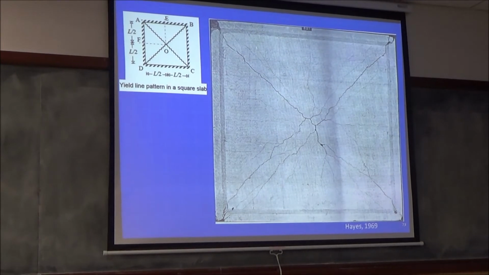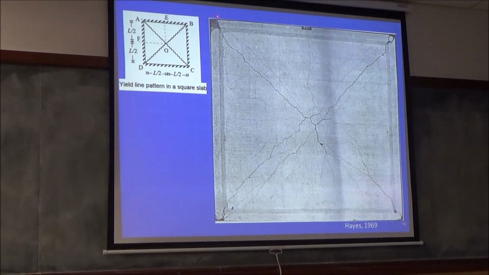This is a test done on a square slab. Here there are beams provided, and there's a pillar support here. And this is the bottom of the slab, it's uniformly loaded. There are beams here which are relatively stiff. And yielding has taken place. Yielding starts here and it propagates and goes there.